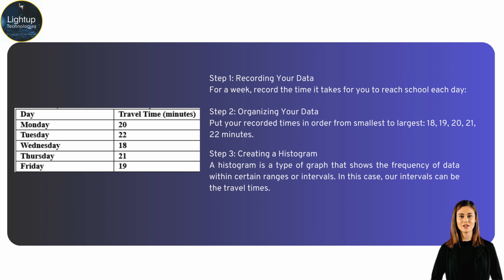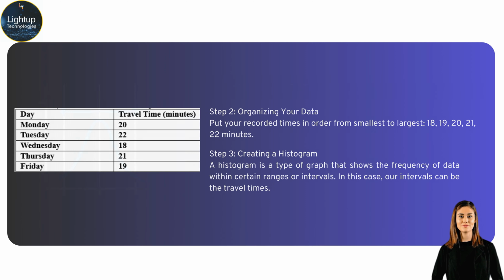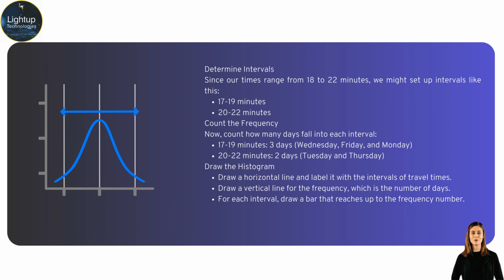Step 3. Creating a histogram. A histogram is a type of graph that shows the frequency of data within certain ranges or intervals. In this case, our intervals can be the travel times. Determine intervals. Since our times range from 18 to 22 minutes, we might set up intervals like this: 17 to 19 minutes, 20 to 22 minutes.